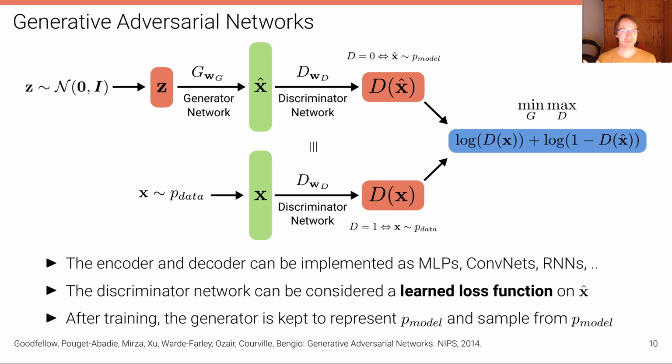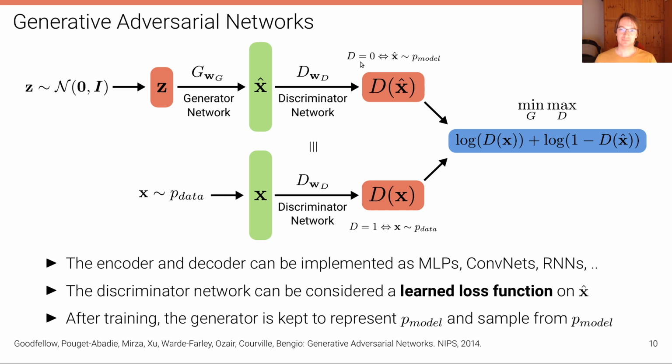Here's a picture that shows the same. So here we have a sample C, a latent code C that's drawn from an isotropic Gaussian, a standard normal distribution. This is the C here. We pass that C through the generator network in order to obtain an X hat. And then we apply the discriminator network on X hat to obtain the probability of X hat being real or fake.